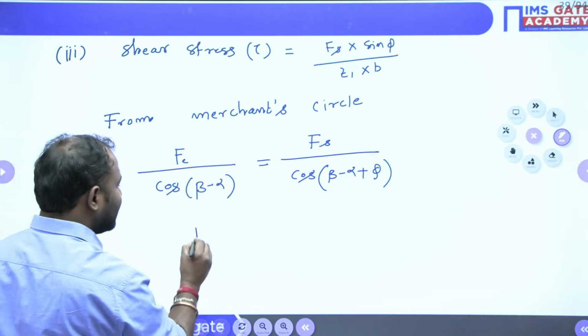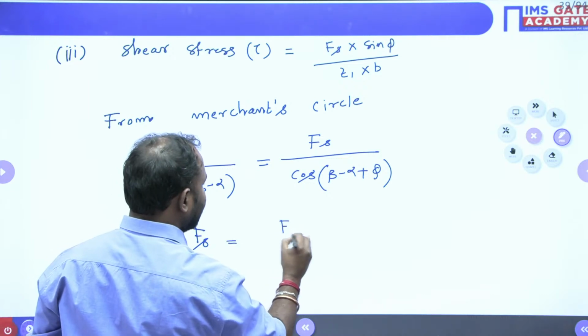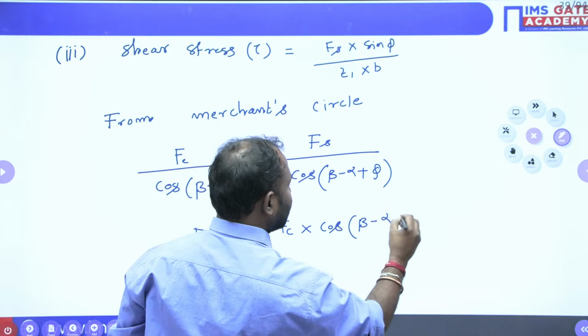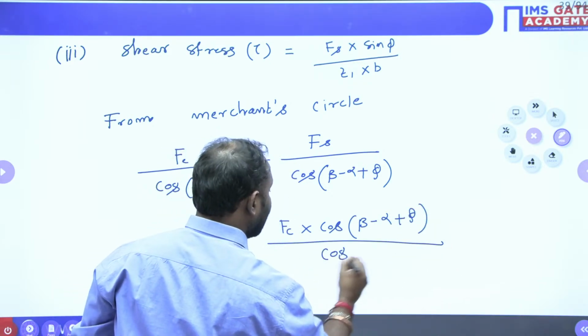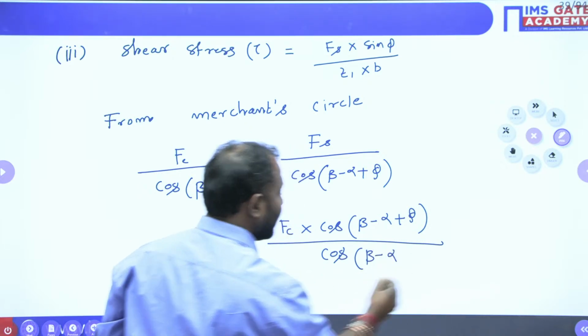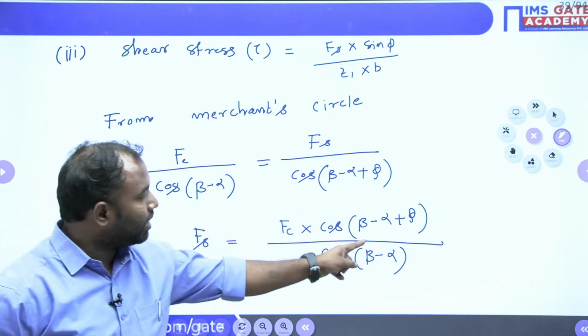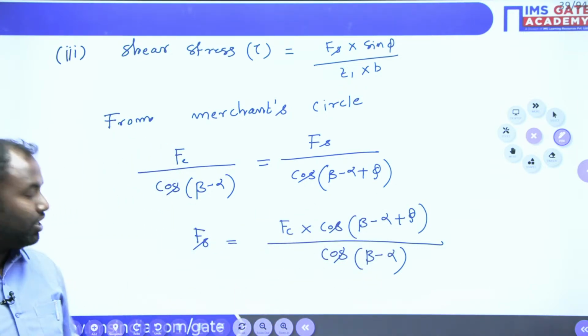Now let us calculate the shear force, guys. Shear force is equal to Fc into cos of beta minus alpha plus phi, divided by cos of beta minus alpha. Clear, everybody? Hope you understand this. Now let us substitute the values, Fc value, beta value, alpha value, phi value, so that you are going to get your shear force.